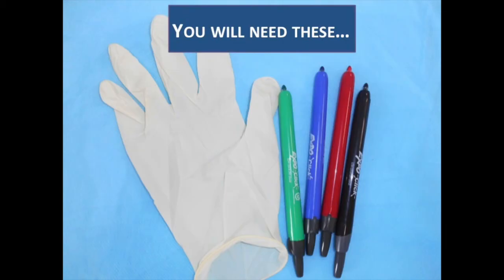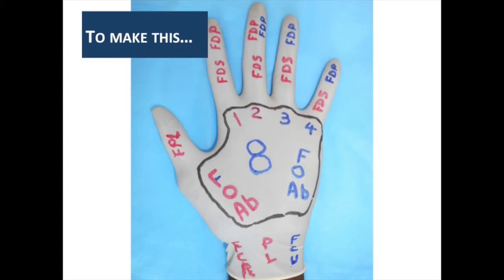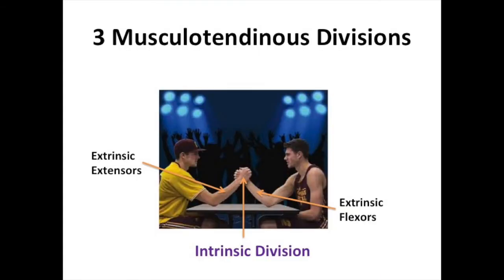Because this is an interactive presentation, you will need the following equipment: a latex glove and 4 markers, green, blue, red, and black. We're going to use these to create a visual presentation of the musculotendinous system of the hand as shown. So let's get started.